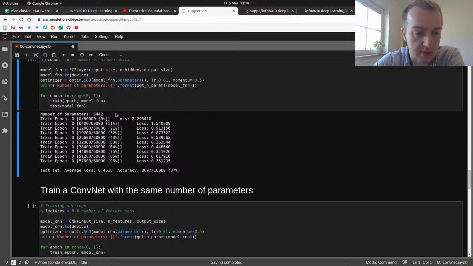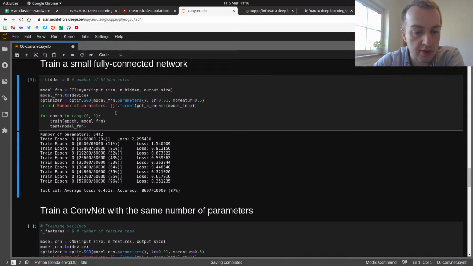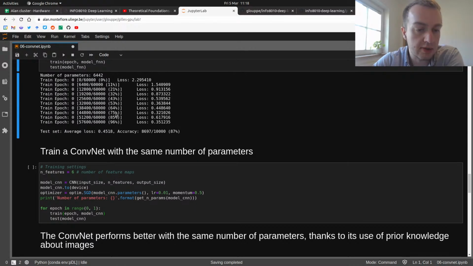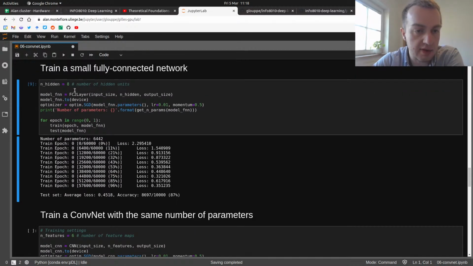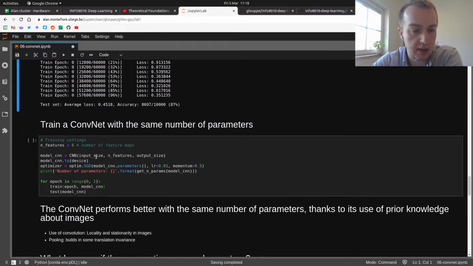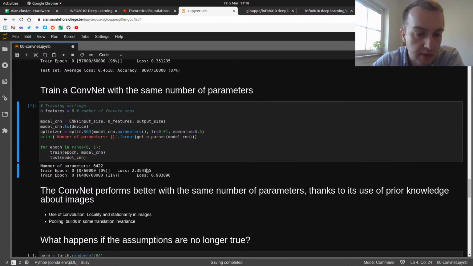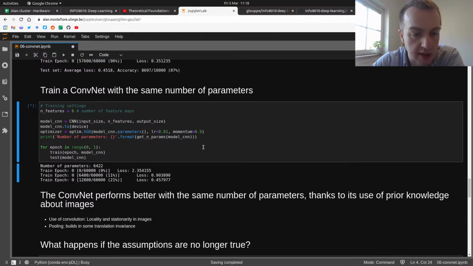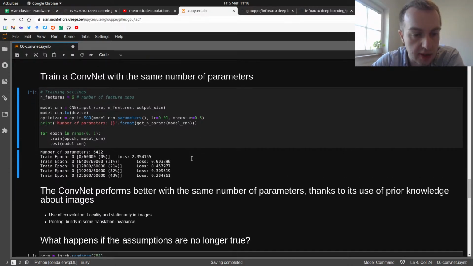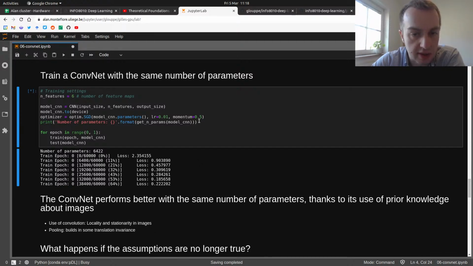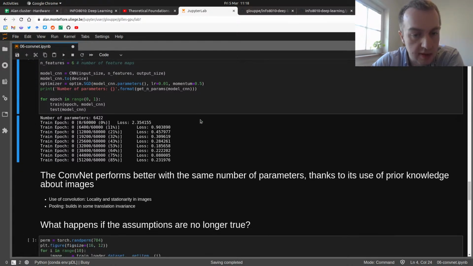It's about 6,000. And now I will do the same, except that I will architect the neural network to be a convolutional neural network, but which will be made of exactly the same number of parameters, so 6,442. And I will train it on the same data. You see the number of parameters is identical. And then I train this thing, again, just using stochastic gradient descent with momentum in this case.